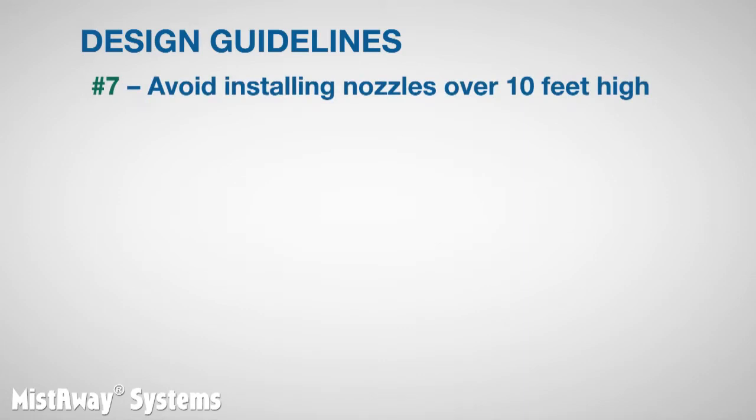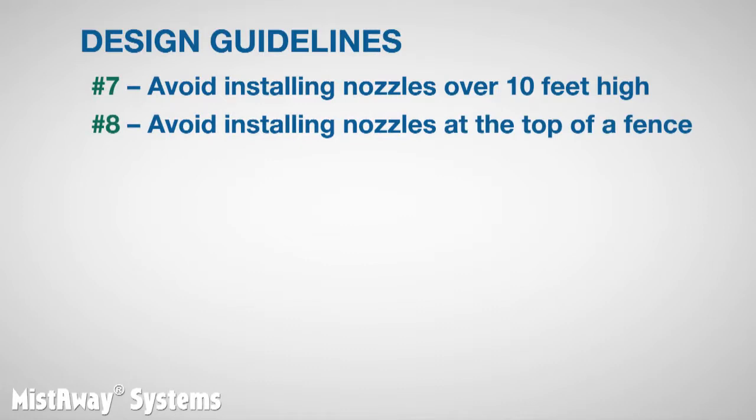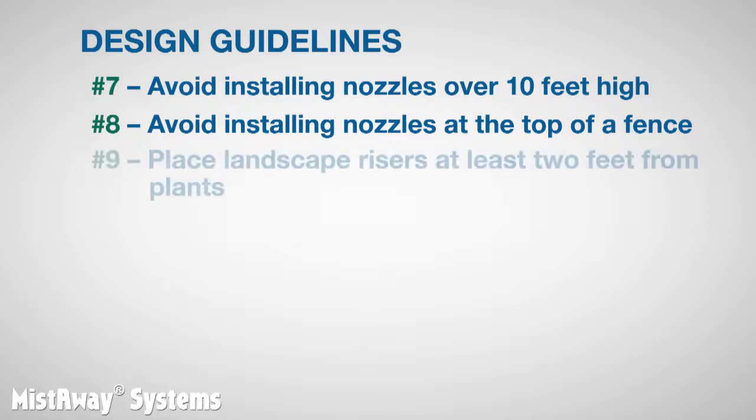So guideline number 7 is avoid installing nozzles over 10 feet in height, and don't install nozzles on a second story. Wind passing over a fence top creates a low pressure zone that will suck the mist out of the perimeter and off property. So guideline number 8 is avoid placing nozzles at the top of a fence or wall. Instead, try to install nozzles 2 to 3 feet from the top. Guideline number 9 seeks to help you avoid plant burn by placing landscape riser nozzles at least 2 feet from foliage.